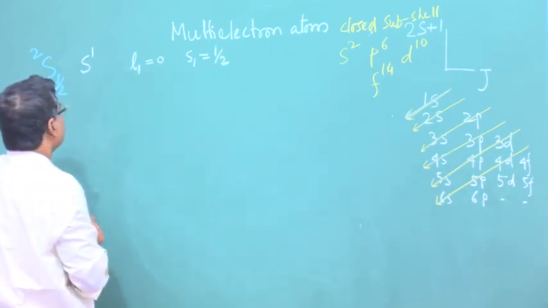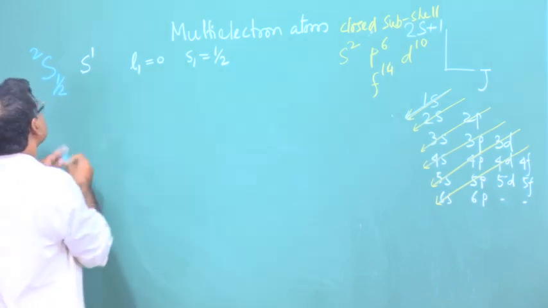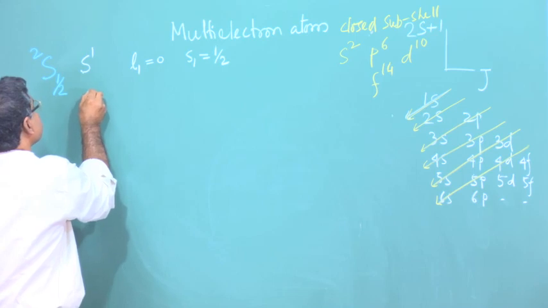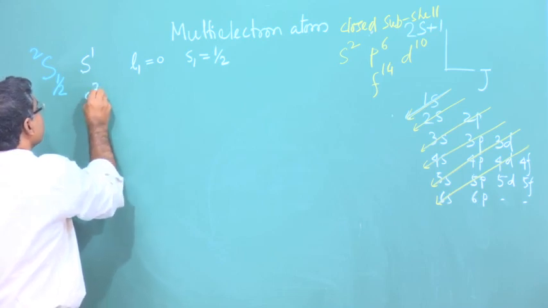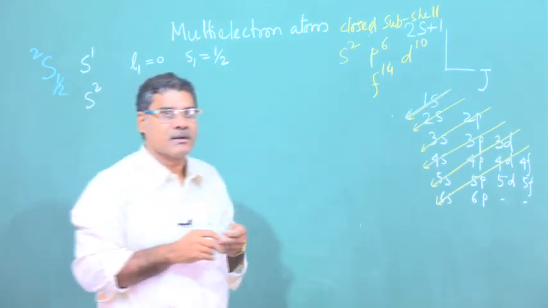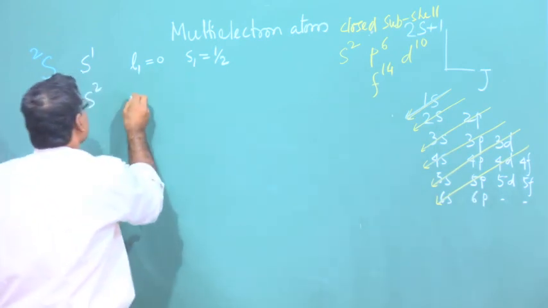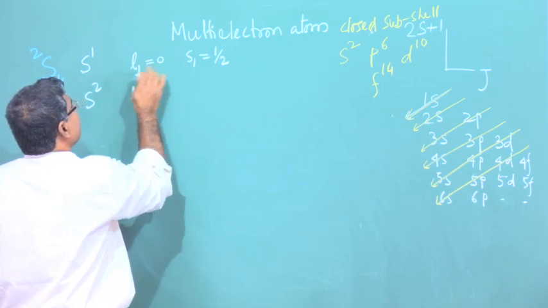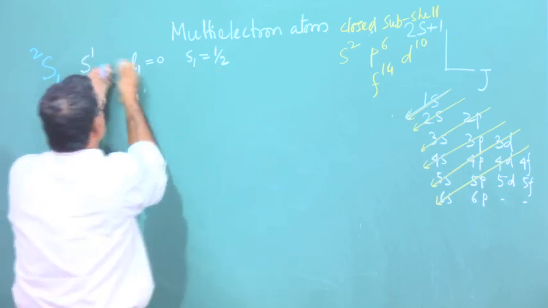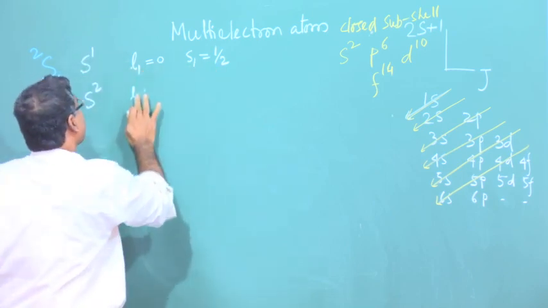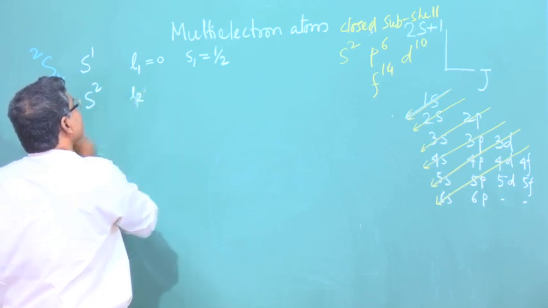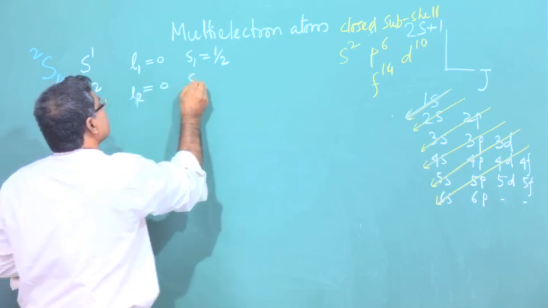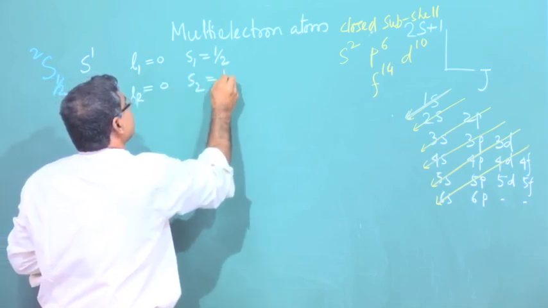Now, if you take 2 electrons, and they are put in S orbitals. So, now I have 2 electrons. So basically L1 equal to 0, S equal to half for 1 electron. Now for the additional electron, L2 is 0, and S2 for the second electron is half.